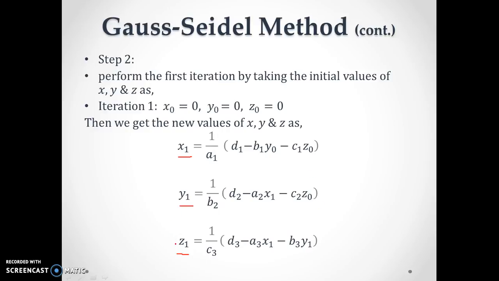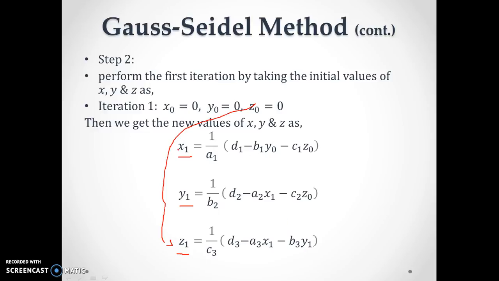Let us see how we calculate z1. When we go from z0 to z1, what we get is 1 upon c3 times bracket d3 minus a3 times x1. Why x1? Because we have already calculated the new value of x, that is x1. So we always use the new value of x, that is x1, minus b3 times y1. Here I am not using y0 now, because I have already calculated the new value of y, that is y1, and therefore I am using y1. So that is step 2.